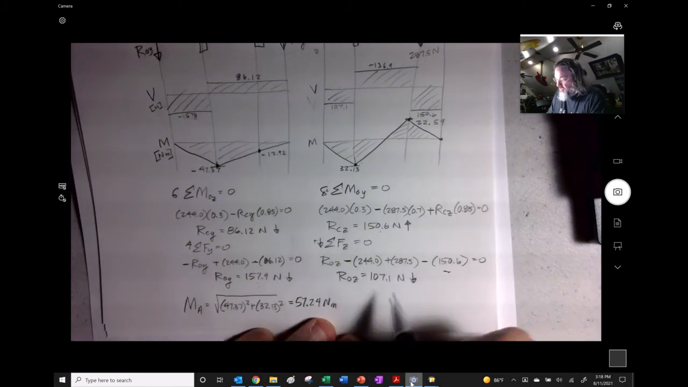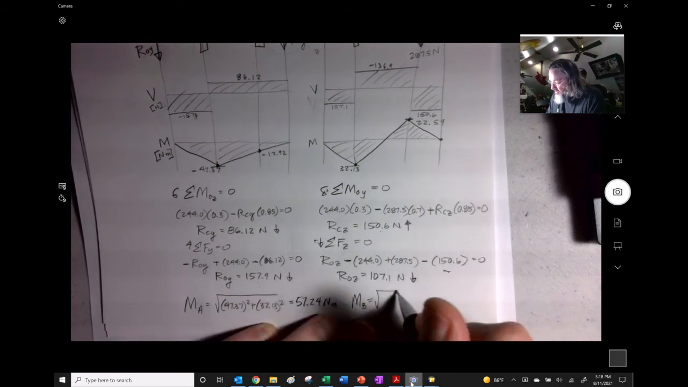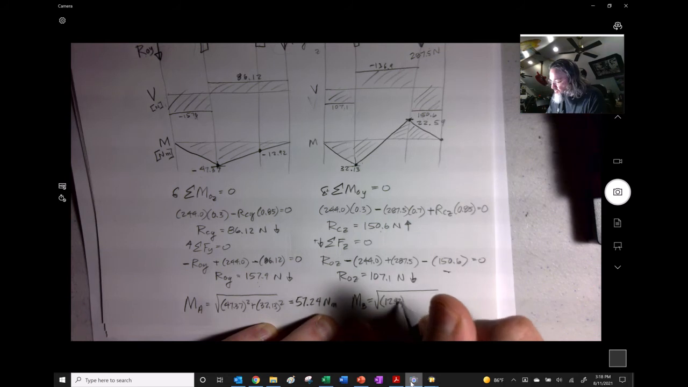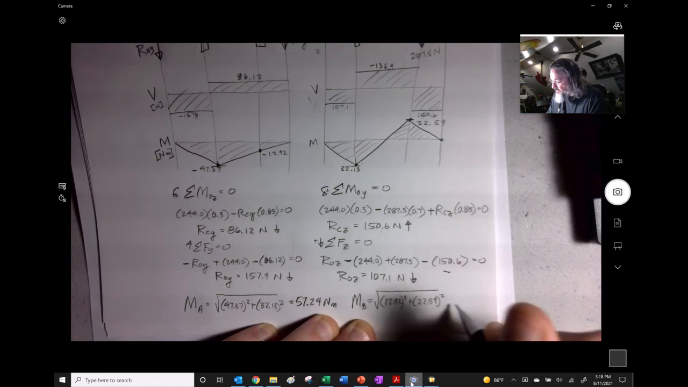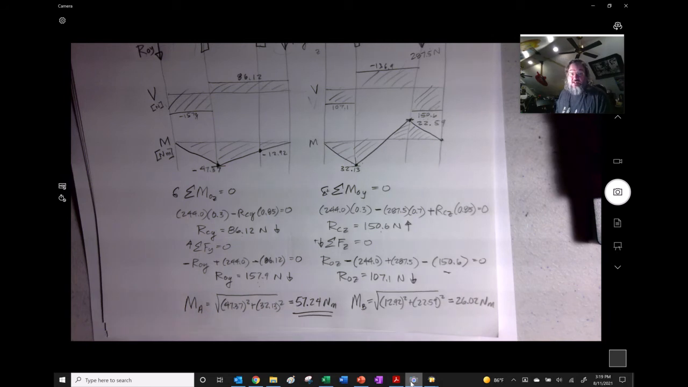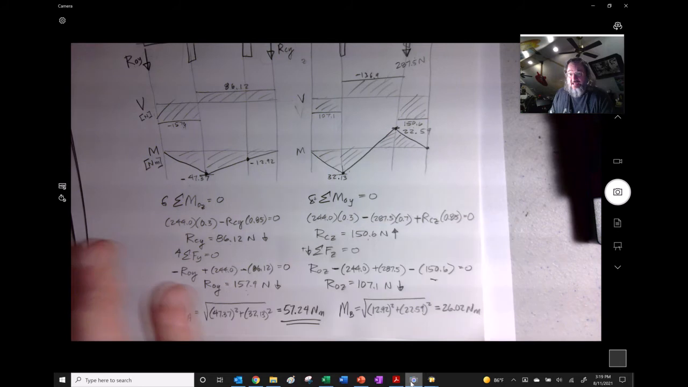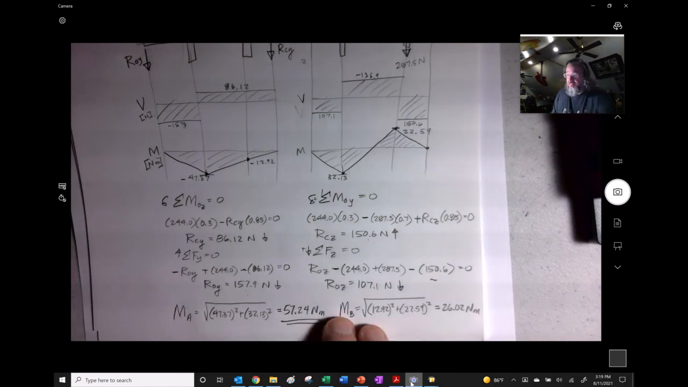Now for this other point, we take 12.92 squared plus 22.59 squared, and we get 26.02 Newton meters. So that is the maximum. So we've uncovered that point A is the location where the maximum moment that this beam is going to see happens. So that's where the maximum bending stress is also going to happen, right?